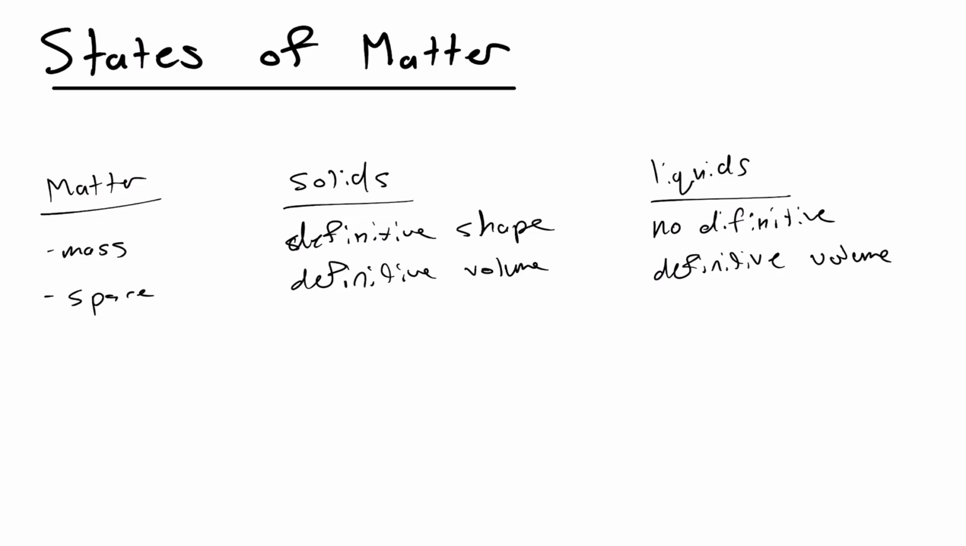And then if we look at gases, for gases, we can think of balloons or steam or clouds. Gases, they move freely. They have no definitive shape and they have no definitive volume. And we'll learn later that with gases, if you heat them up, they can expand, and if you cool them down, they contract. So they have no definitive shape and no definitive volume.